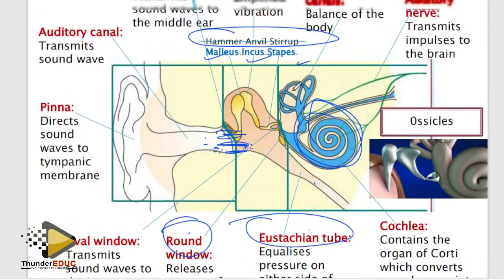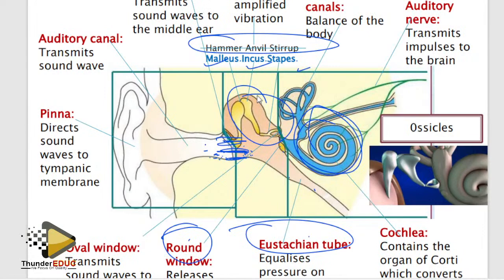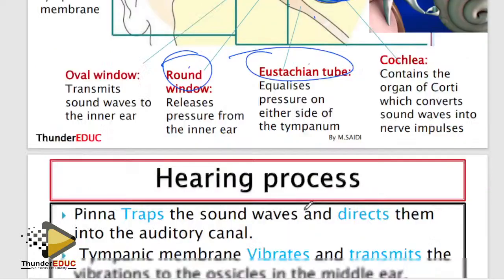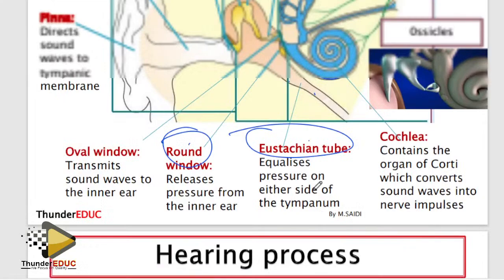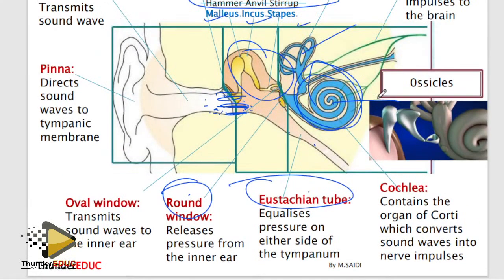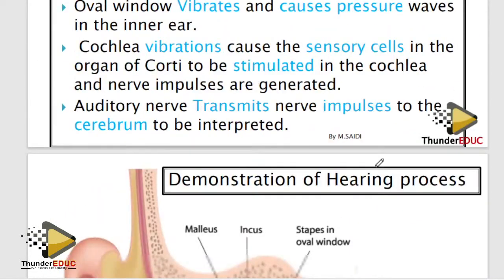How do you call this? Ossicles function: amplify the vibration. Also transmit sound, but the amplification of the vibration, you know it, okay? Which sensory cells are found in the cochlea? The organ of Corti. And which sensory cells are found in the semicircular canal? The maculae and the utriculus. Simple, you are done. Hearing process: name, part, function, and in their order. Then the hearing process is done.